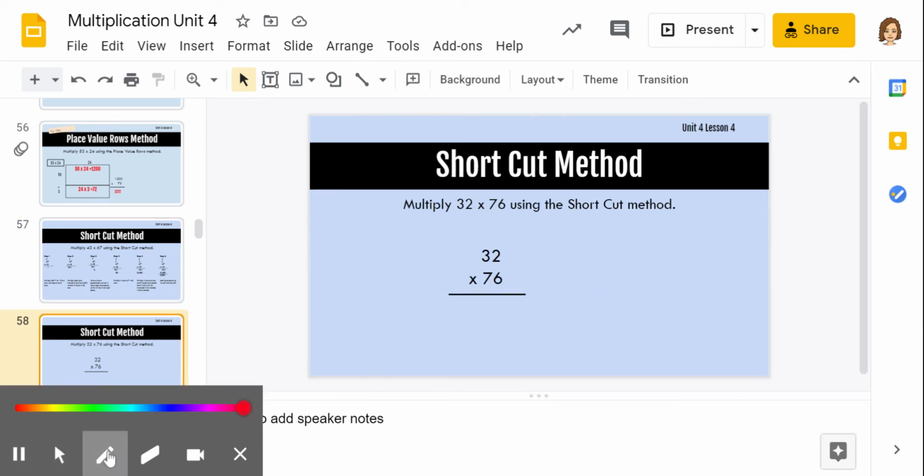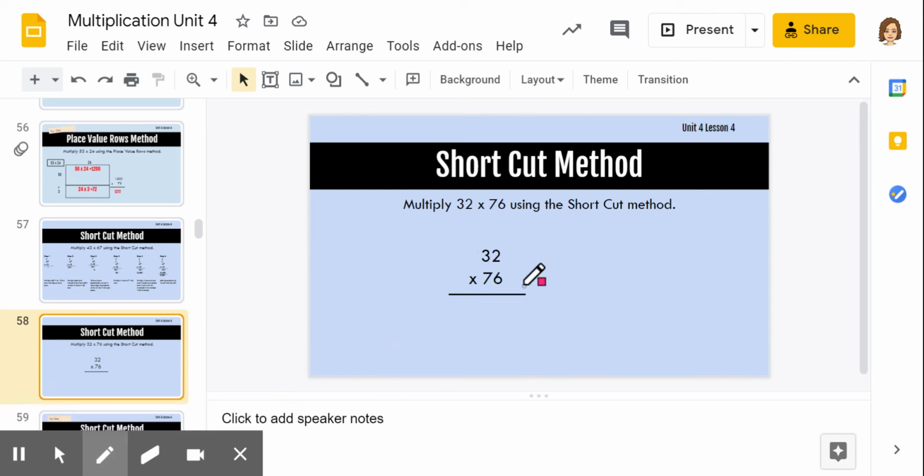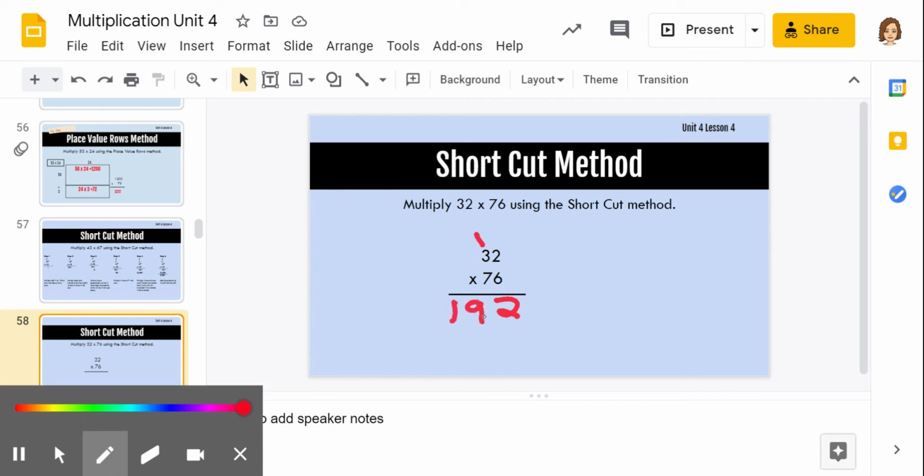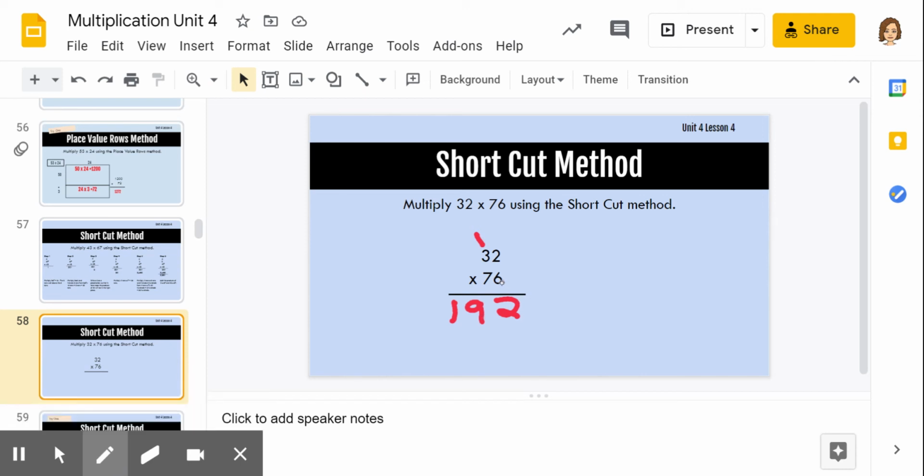Okay, here's another example. 32 times 76, okay? So first I do the ones, up and down. 6 times 2 is 12, so I put a 2 down. And I'm going to carry the 1 over to the tens, okay? And then I'm going to do 6 times 3, which is 18, plus the 1 is 19, and that's going to give me 192.